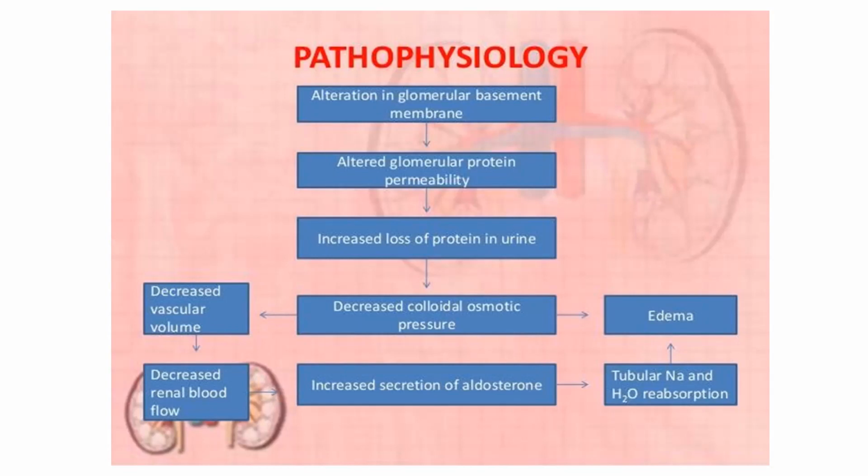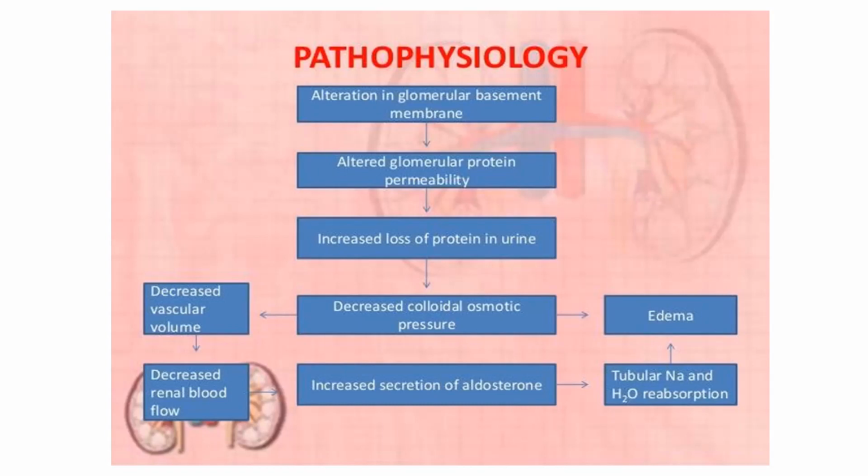तो decreased colloid osmotic pressure हो जाता है जिसकी वजह से decreased vascular volume हो जाता है. Decreased vascular volume leads to decreased renal blood flow, which leads to increased secretion of aldosterone, leading to tubular sodium and water reabsorption and edema generation. एक तो ये mechanism हो गया.